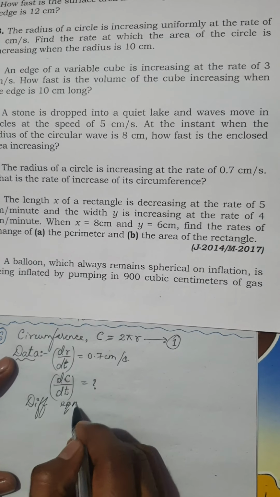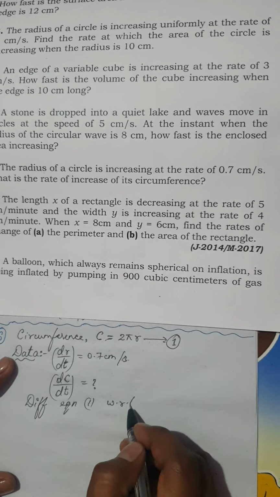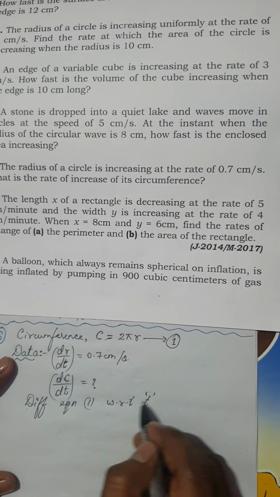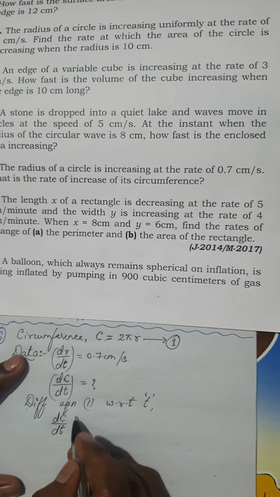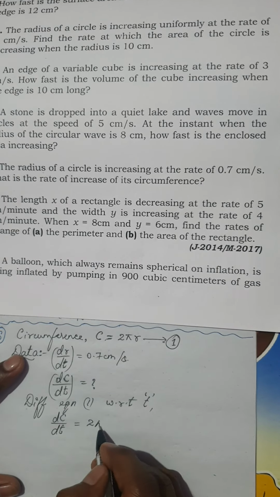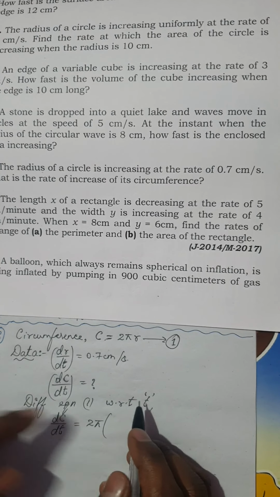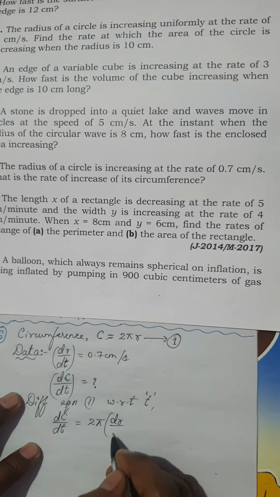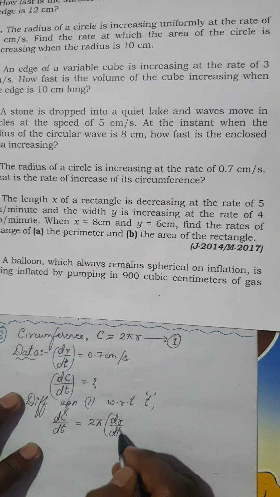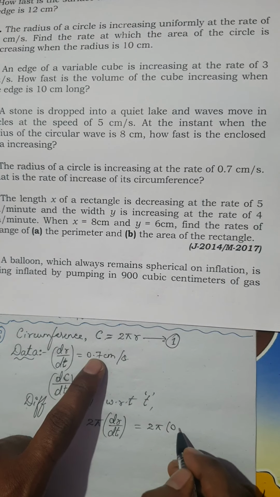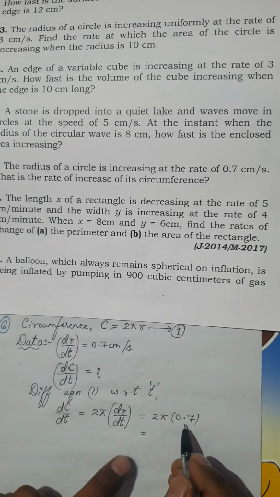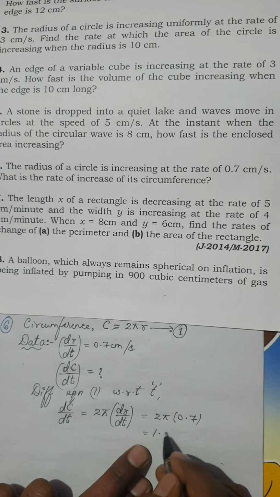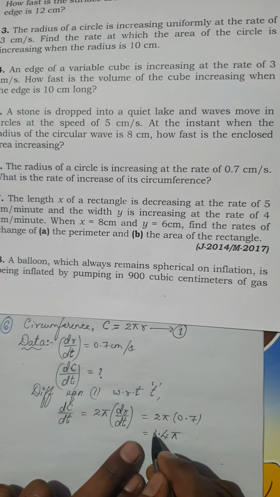So differentiate equation 1 with respect to t. We get dc by dt is nothing but 2 pi, which is a constant. Now what is the derivative of r? The derivative of r is dr by dt. So this is 2 pi into dr by dt, which is given as 0.7. What is 2 into 0.7? You can use your basic calculators. It would be 1.4 pi.